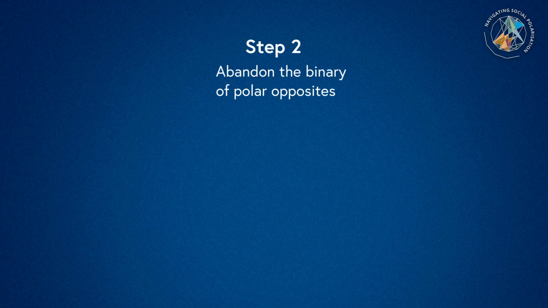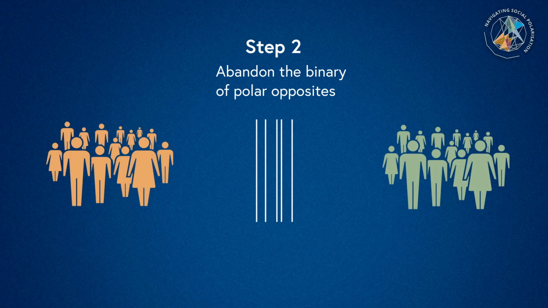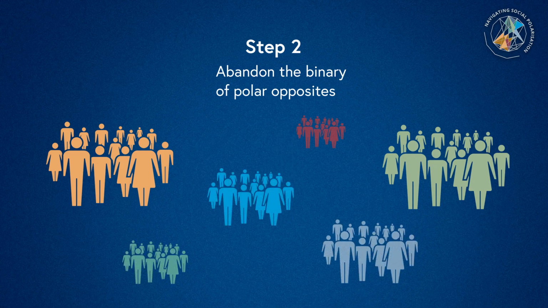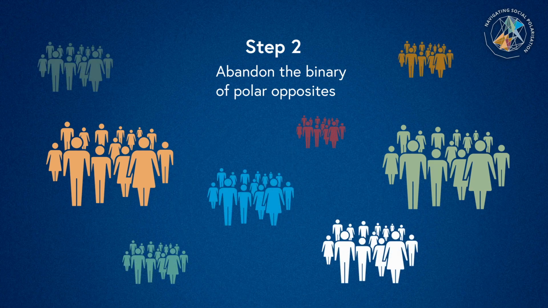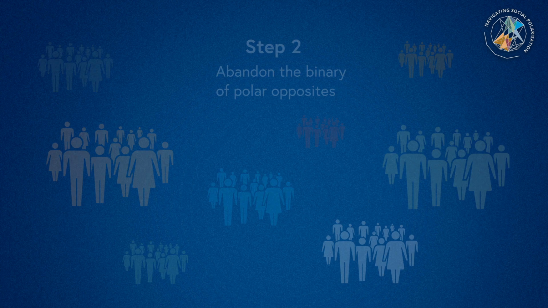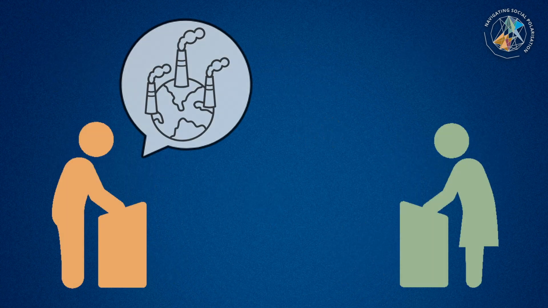Step 2. Abandon the binary of polar opposites. We need to reconceive the issue from plural viewpoints instead of conflicting polar opposites of views and groups. In polarized speech, parties argue that humanity or the planet suffers because there are those, elites, populists, experts, or others, who do not want to do the right thing. The issue is seen as a fixed problem with one solution for all.